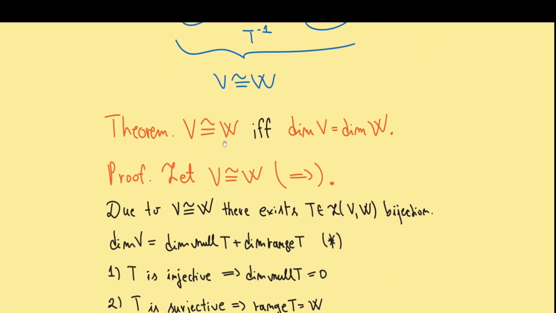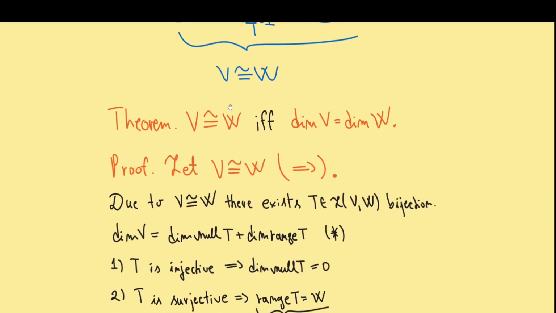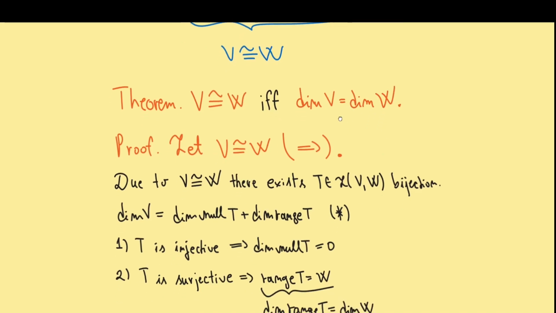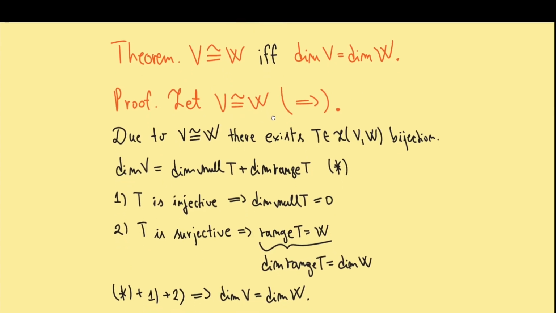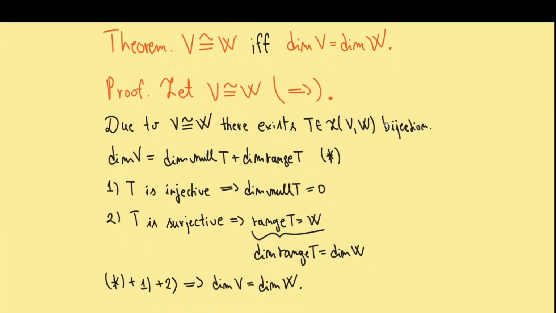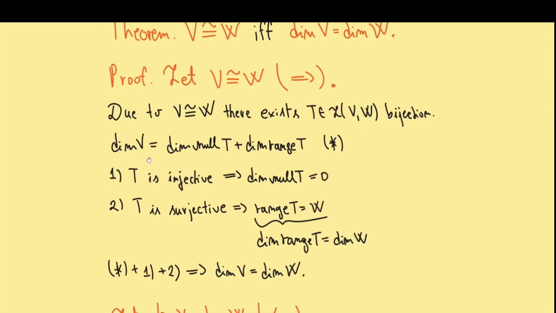And now we have the following result, which says that two vector spaces are isomorphic if and only if they have the same dimensions. So a line and a plane cannot be isomorphic. They have fundamentally different structures. Let's show that this holds. Let's assume that V is isomorphic to W. Then we know by definition there exists some bijection, so T is invertible, which also means T is a bijection. So we can use the rank-nullity theorem then.